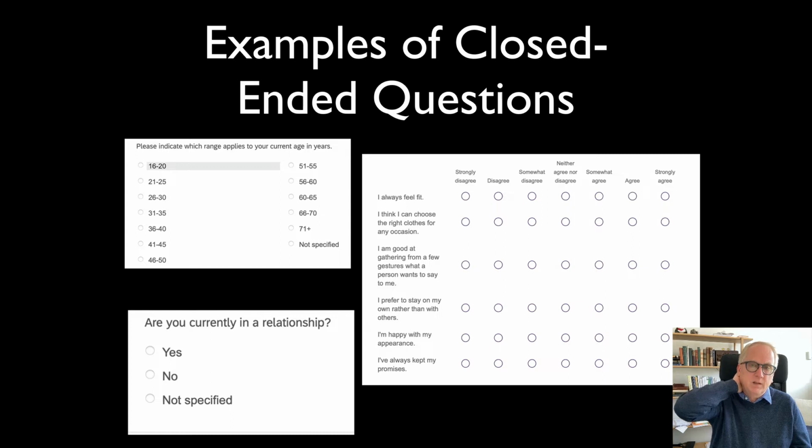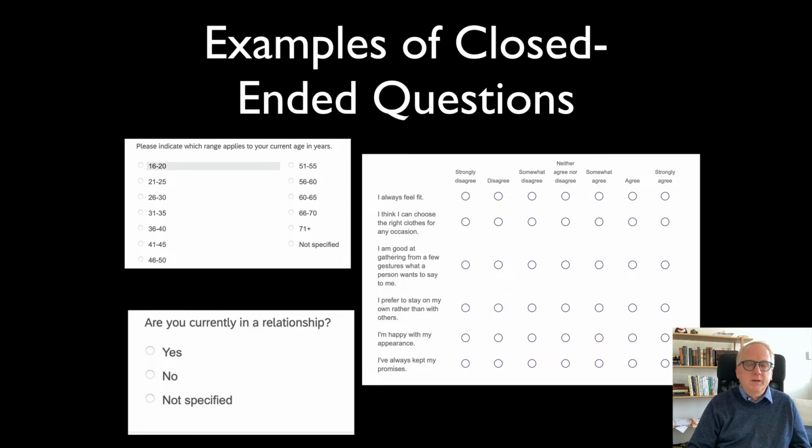This kind of closed-ended question, where you indicate how much you agree or disagree, is known as a Likert scale. Some pronounce it as Likert, but it's actually pronounced Likert, after the person who invented it, named Likert. When you're looking at a Likert scale, you indicate how much you agree or disagree. But these are all examples of closed-ended questions, okay? And these tend to be easier to analyze than the more open-ended questions.